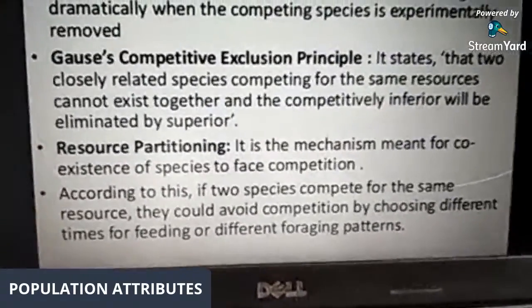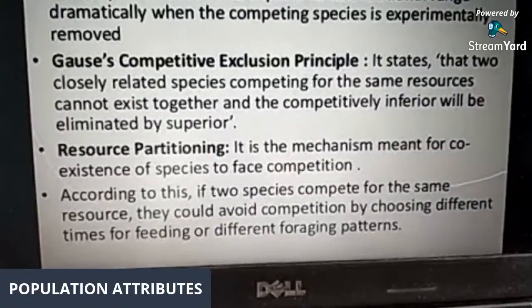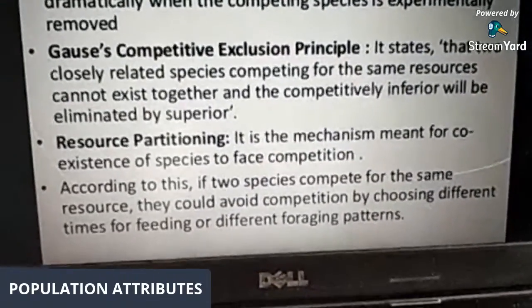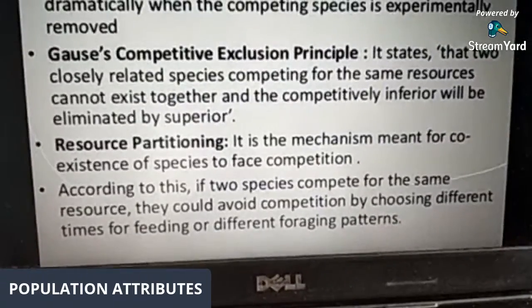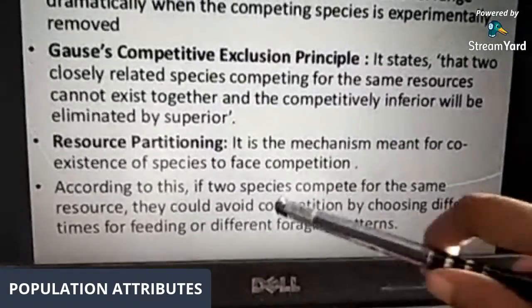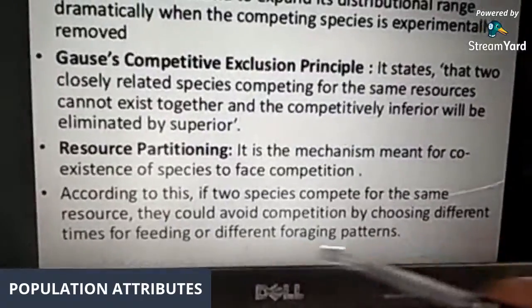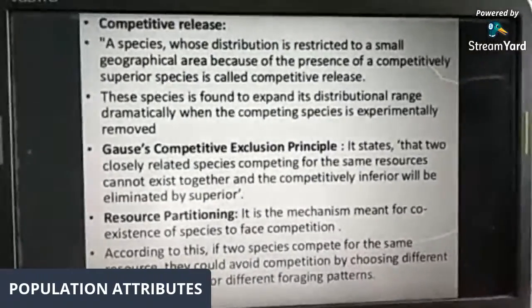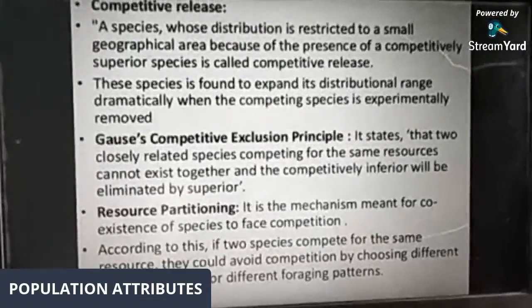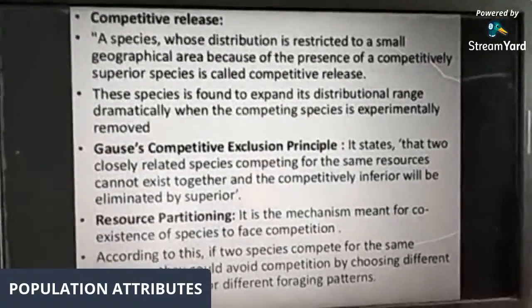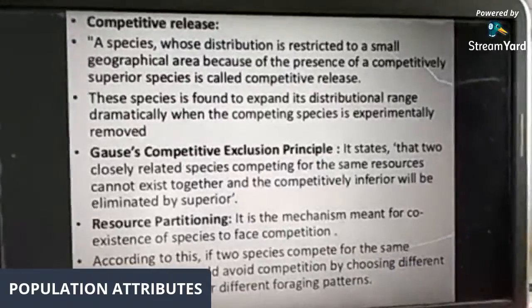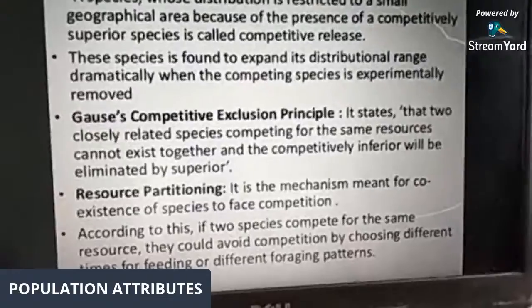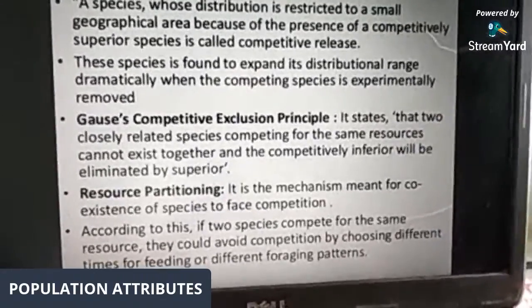Next one is resource partitioning. It's the mechanism meant for coexistence of species to face competition. According to this, if two species compete for the same resource, they could avoid competition by choosing different times for feeding or different foraging patterns. So there you will see three different kinds of theory. The first one is competitive release, the second one is the competitive exclusion principle, and the third one is resource partitioning.